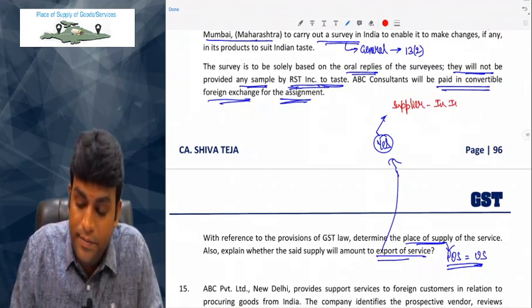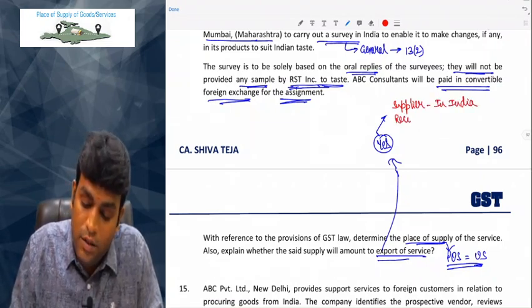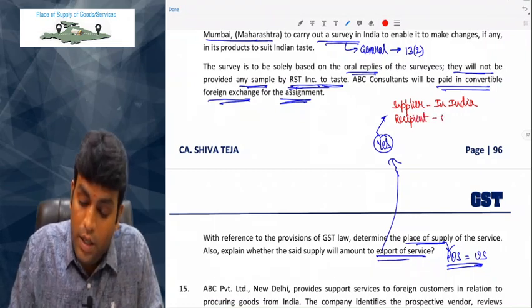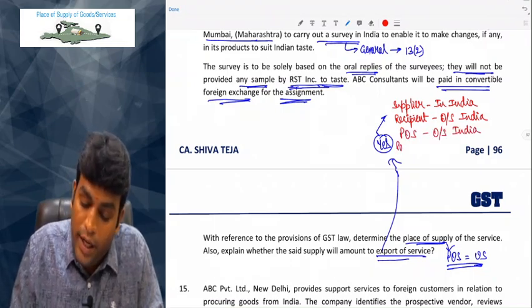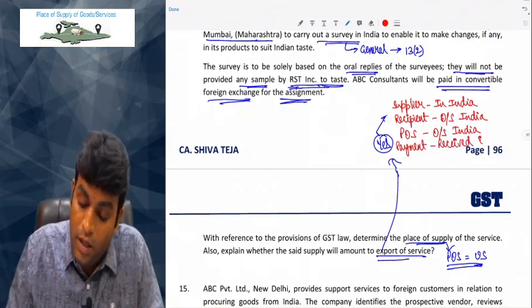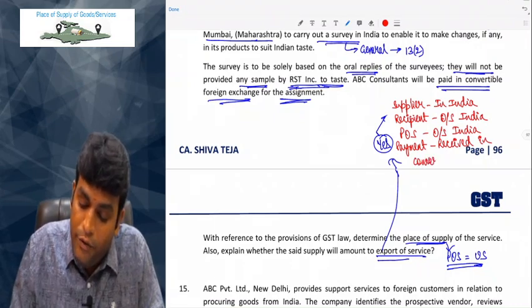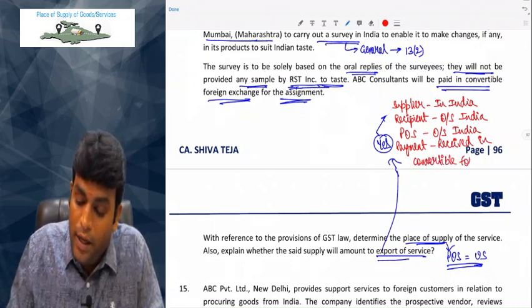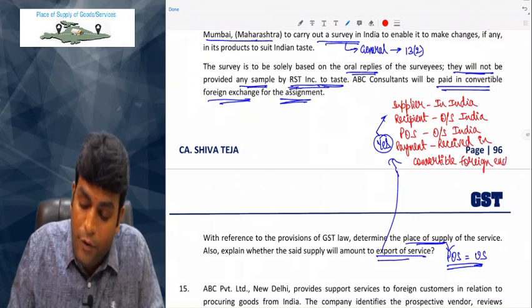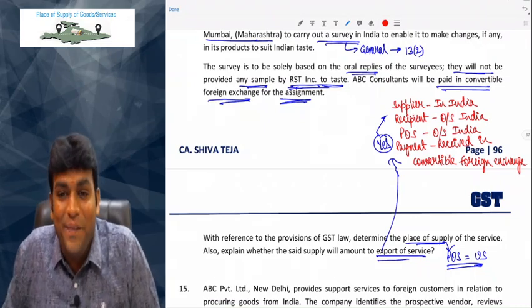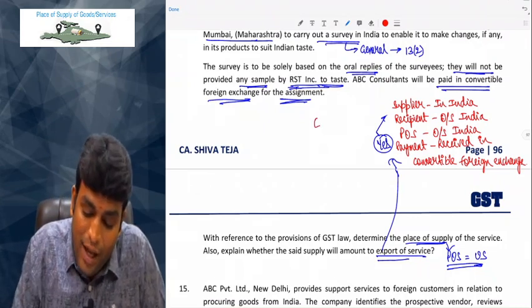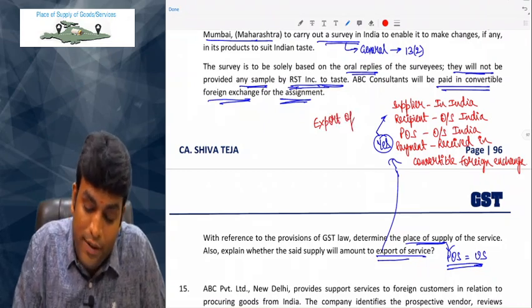Supplier is in India, recipient is outside India, place of supply is outside India, payment is received in convertible foreign exchange, and I told you that payment can come in convertible foreign exchange or in Indian rupees wherever permitted by RBI. So here, since all these conditions are satisfied, we will call it as export of service.